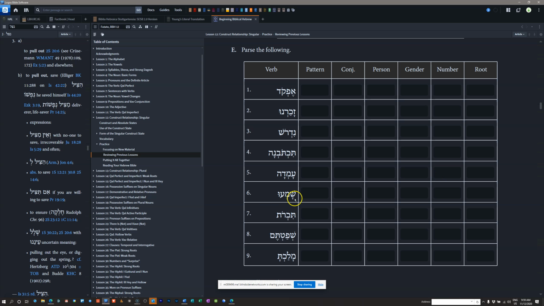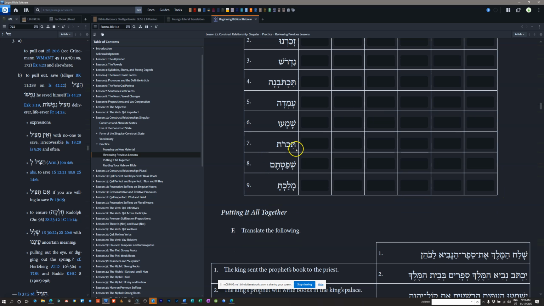Number 6, I've got shamu. All right, I've got 4 letters. Is shin ever used as a prefix? No. What about shurik as a suffix? Yeah, in the cal perfect 3cp, we use shurik. So if I take that off, I get shema. So it's a cal perfect 3cp of shema.